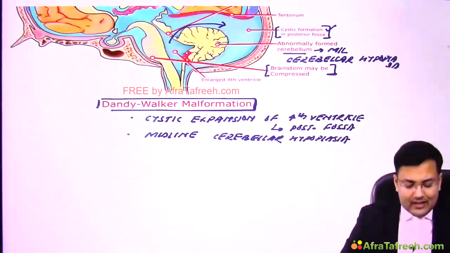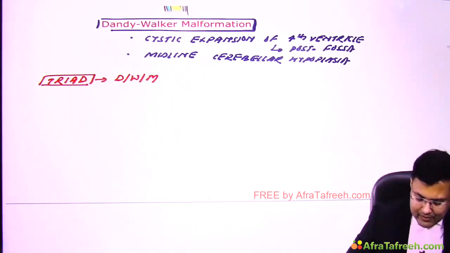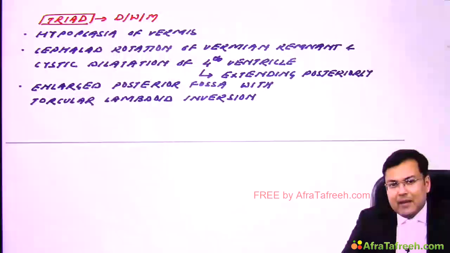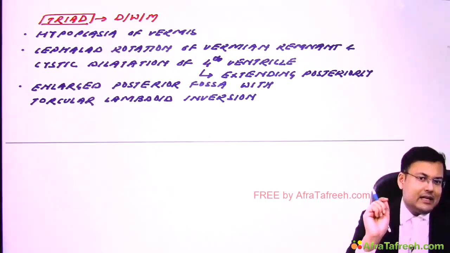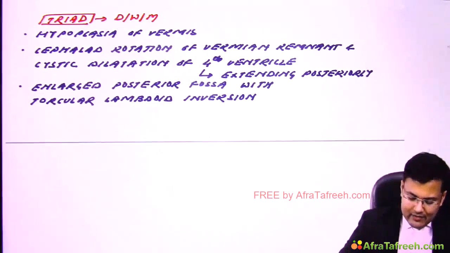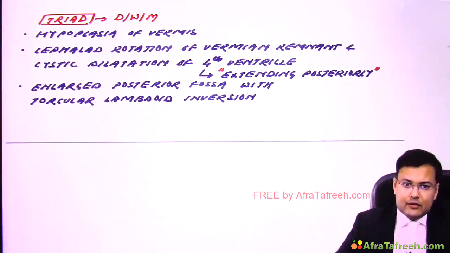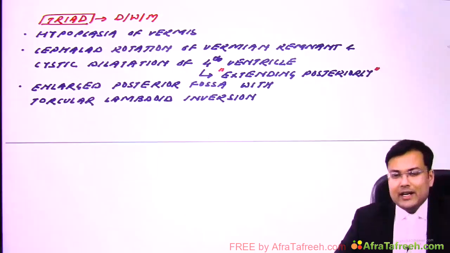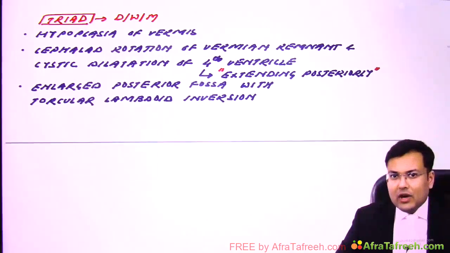Now see, sometimes they are asking the characteristic triad of Dandy-Walker's malformation. So what's the characteristic triad? Characteristic triad of Dandy-Walker malformation. So the components are hypoplasia of vermis, there is cephalad rotation of vermian remnant, and cystic dilatation of fourth ventricle, and we discussed it is extending posteriorly or extending into posterior fossa. There is enlarged posterior fossa with torcular lambdoid inversion. So these are the components of triad of Dandy-Walker's malformation.